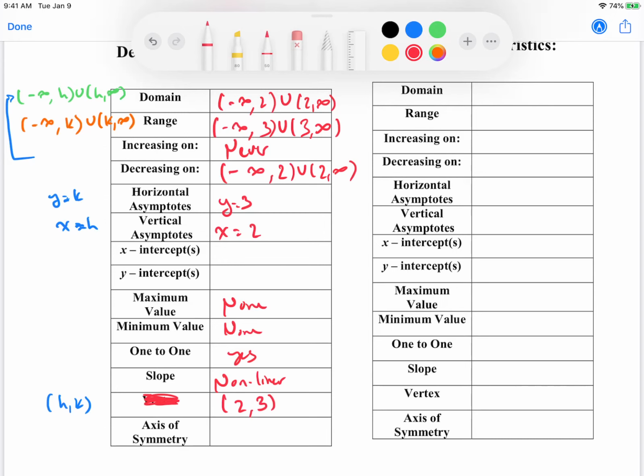Okay. And then our axis of symmetry is none. We're going to put none, even though there actually is an axis of symmetry with these ones. It's just a little bit more funky. Anyway, we're not going to worry about that as far as this year is concerned. Okay. Now our x and y intercepts.